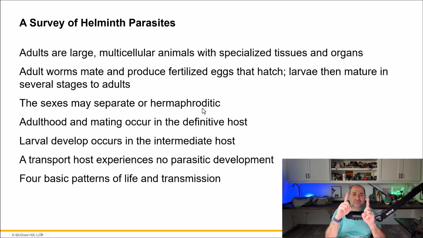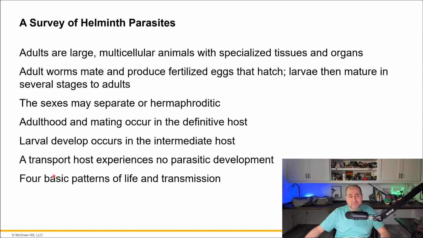The sexes may separate or be hermaphroditic. So some worms have a clear male and female sex. Some worms possess the sperm and the eggs in the same worm. That's what they mean by hermaphroditic. Adulthood and mating occur in the definitive host. The definitive host is the animal or the host where adulthood and mating take place. However, larval development occurs usually in an intermediate host. A transport host experiences no parasitic development. And we're going to cover these.